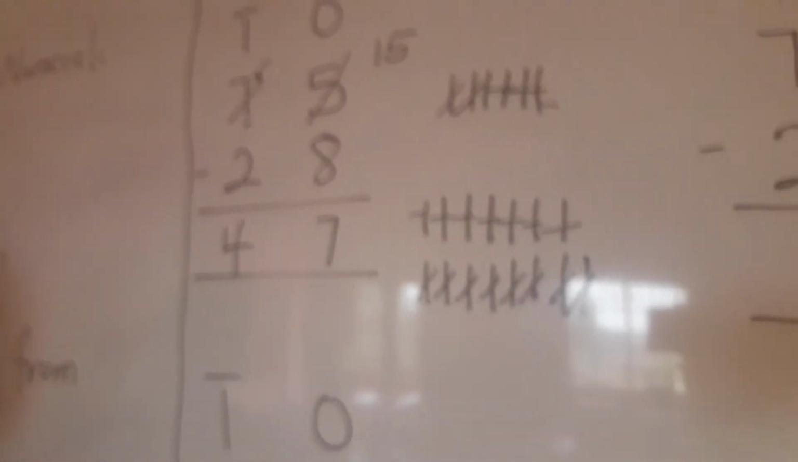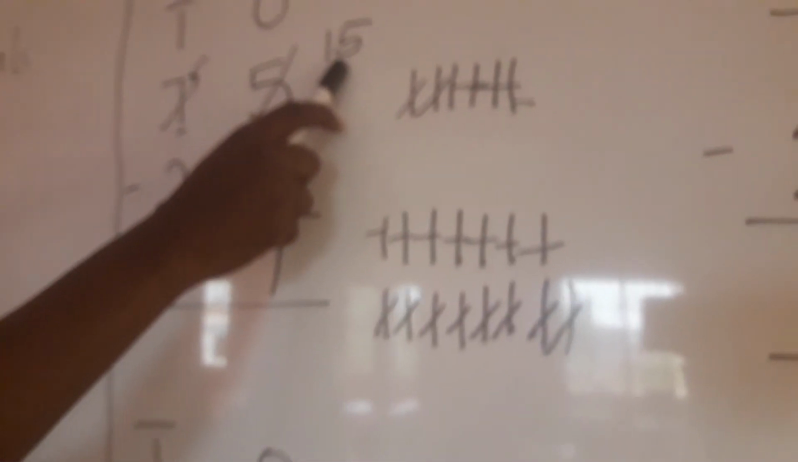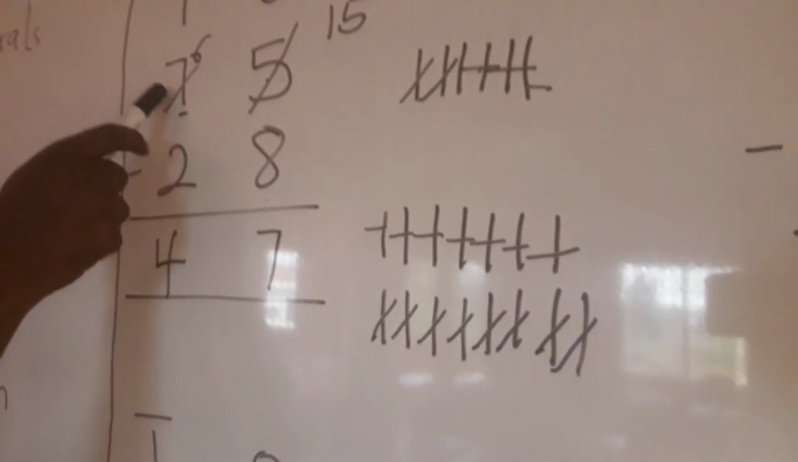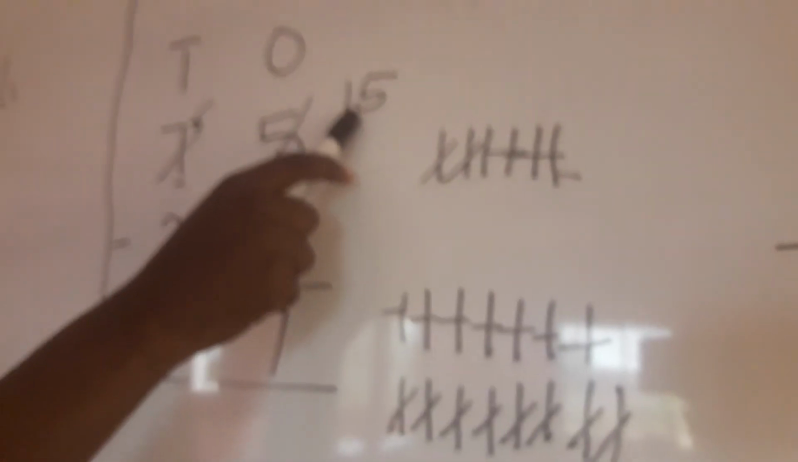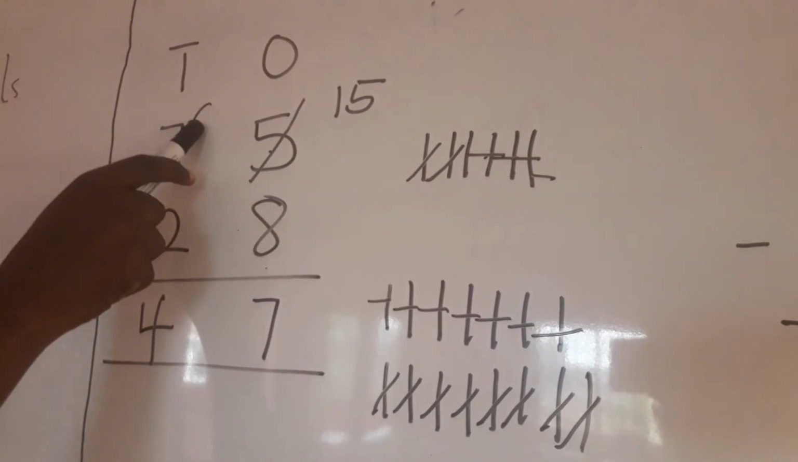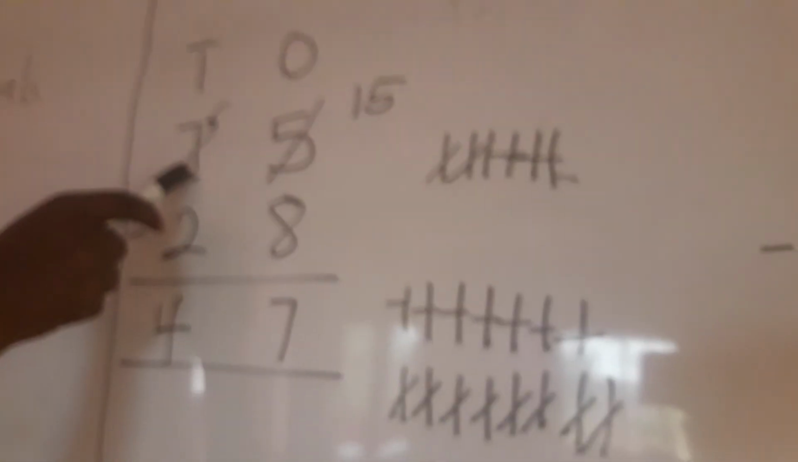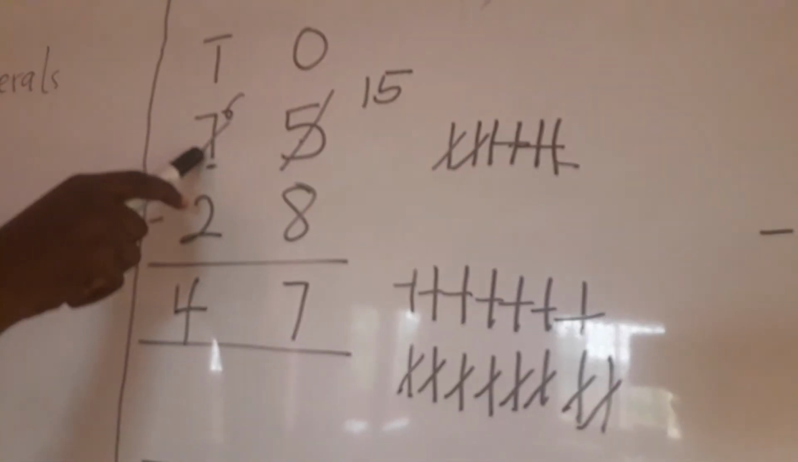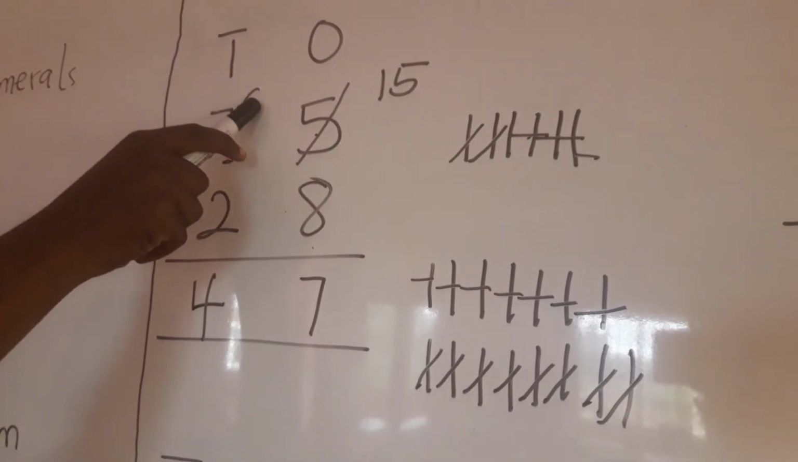Good. Why? How come we got this? How did we get 15? We borrowed 1 from the 7. We added it to what? 5. Which gave us 15. We have 6 here because we borrowed 1 from 7, and we all know that 7 minus 1 is what? 6. Okay.